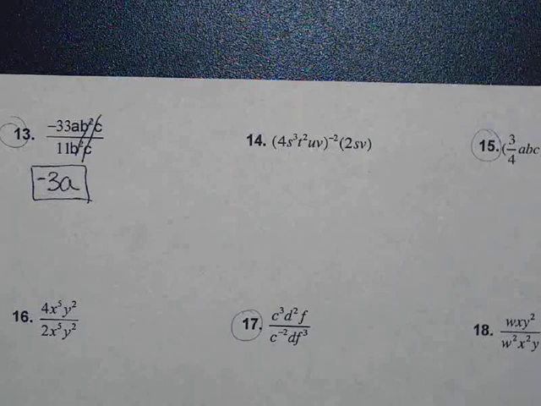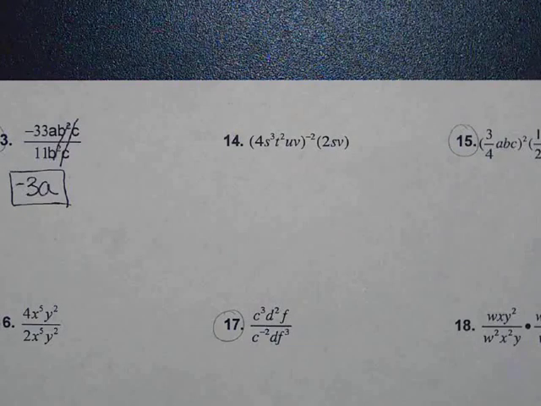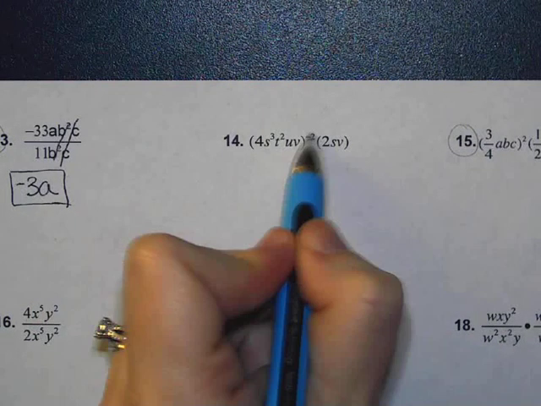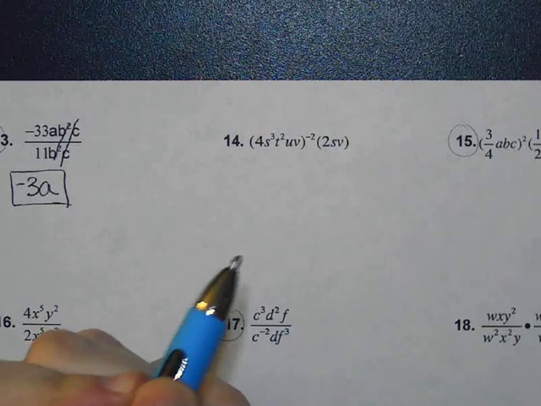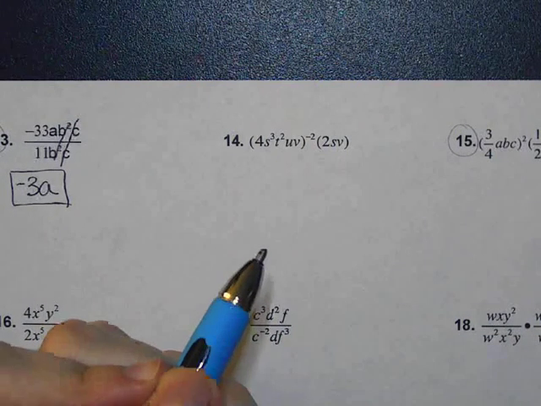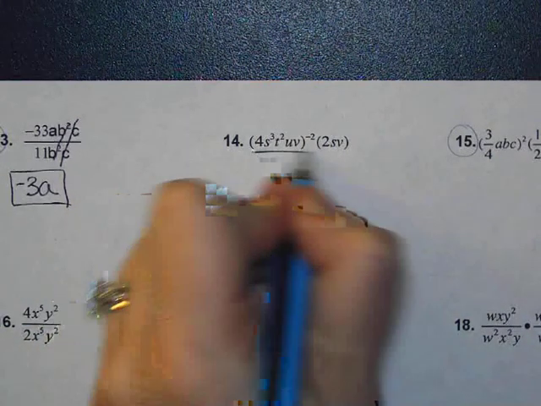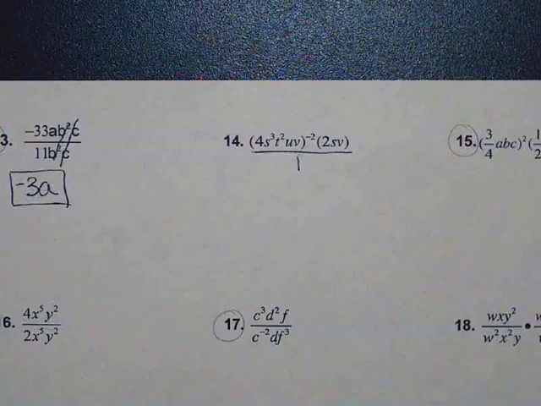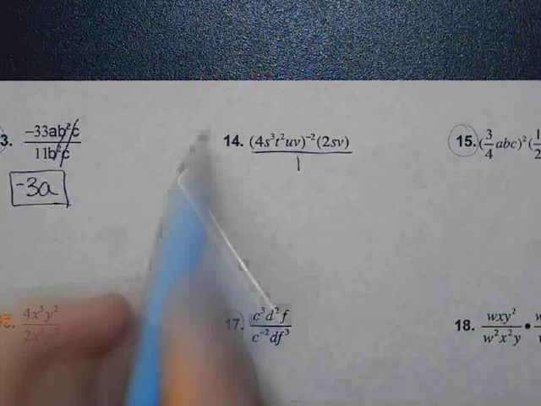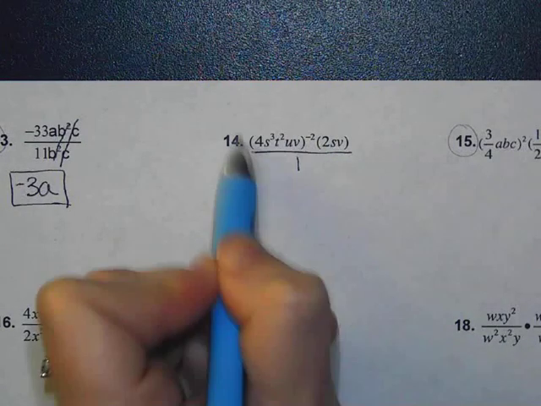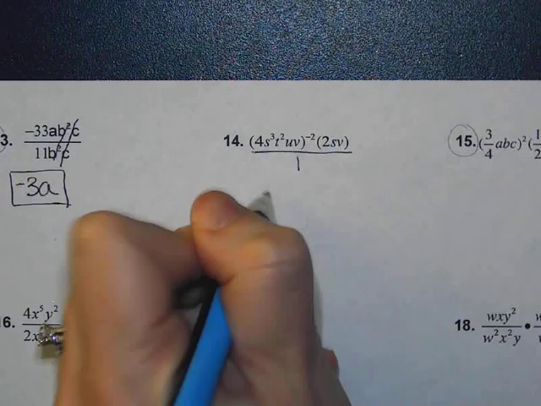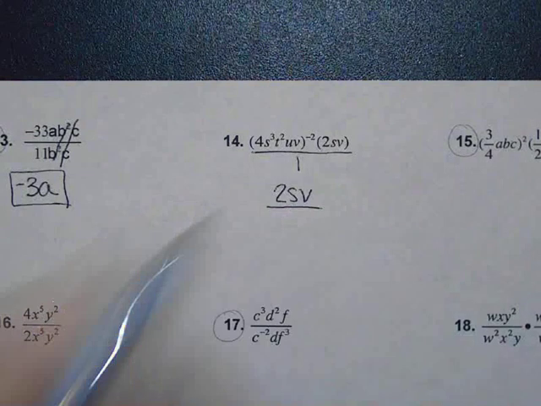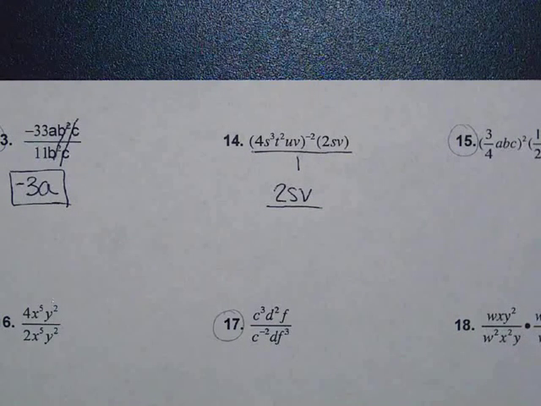Number 14, we have a negative exponent on the outside. A negative exponent means to flip it to the other side of your fraction. There's no fraction here. This is all on the top, or the numerator, of an invisible fraction. So if this entire thing has a negative exponent, we need to move it to the bottom to make it positive. 2SV is still on the top because we didn't change anything.